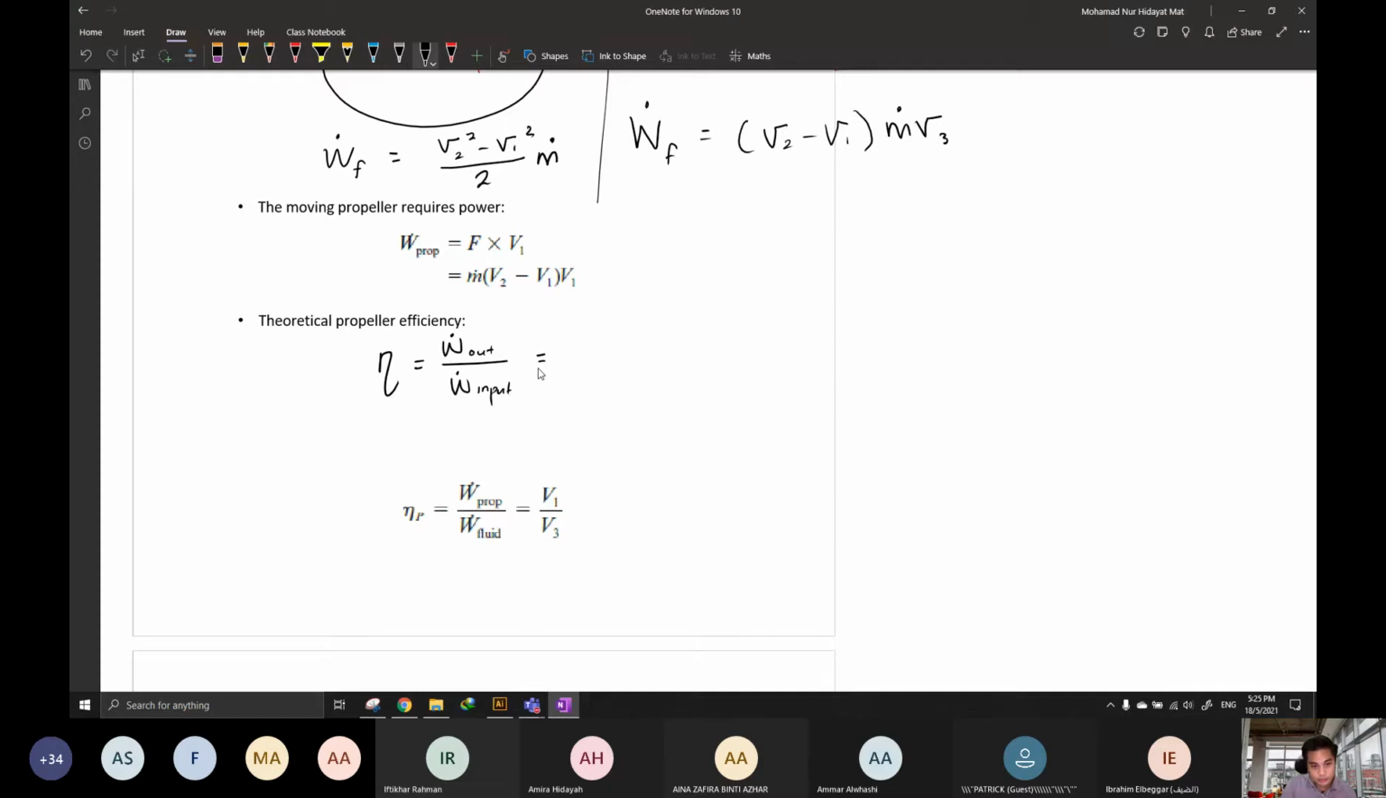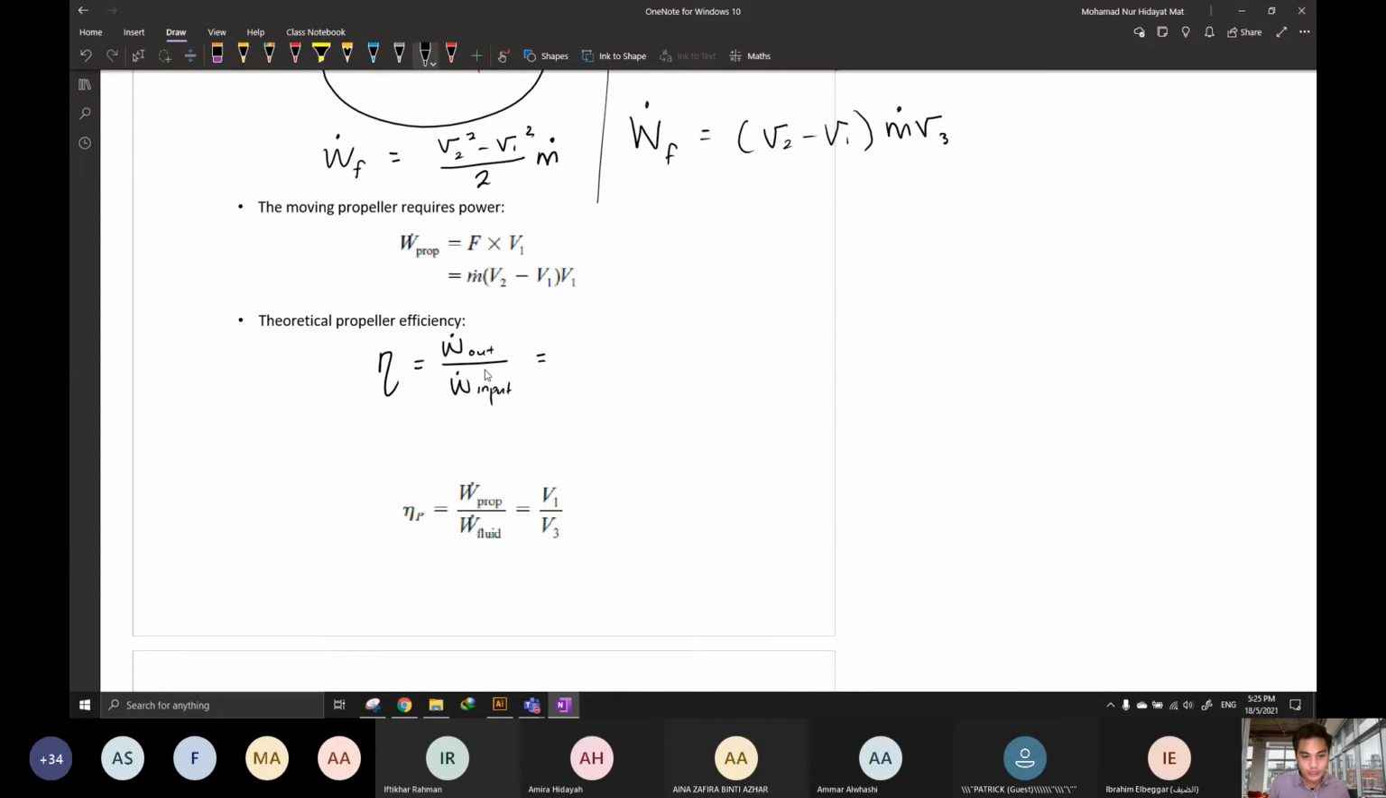So what is the output? Is the output the propeller or the fluid? Which one caused the moving? Anyone? Which one is the input? Please let me know your opinion. Can you see? You already have the answer.